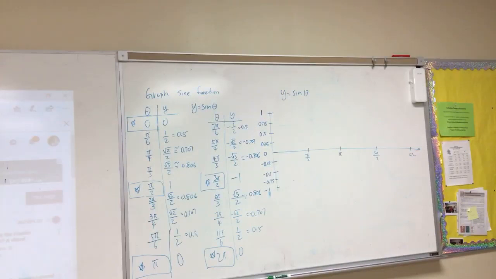Isn't it the same thing? No, it's not the same thing. Look at it, cosine of 0 is what? No, cosine of 0 is not 0. Oh, you're right, you're right.